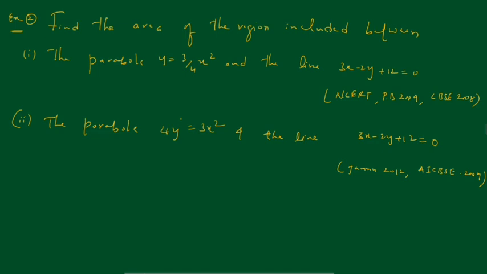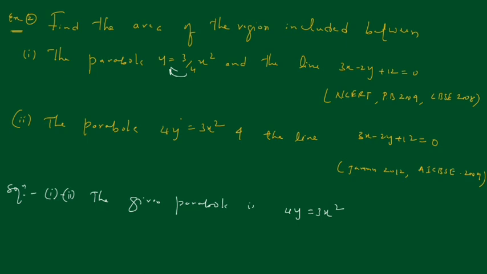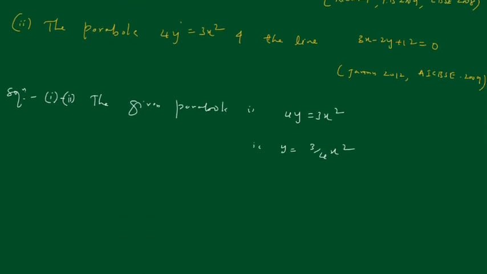Both questions are the same here, they are just cross multiplied. Y equals 3 by 4 x square, here 4y equals 3x square. So considering the given parabola, 4y equals 3x square, that is nothing but y equals 3 by 4 x square. Take it as equation 1, and the given line is 3x minus 2y plus 12 equals 0. That is equation 2.